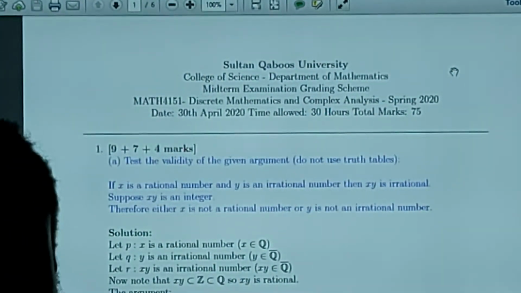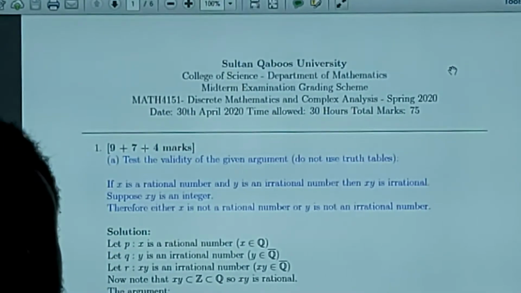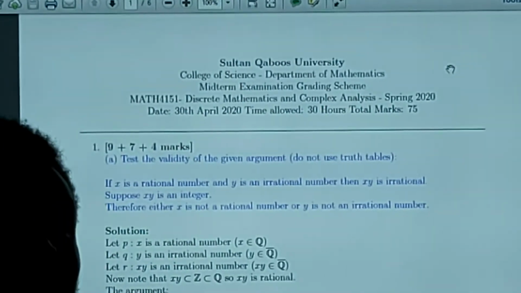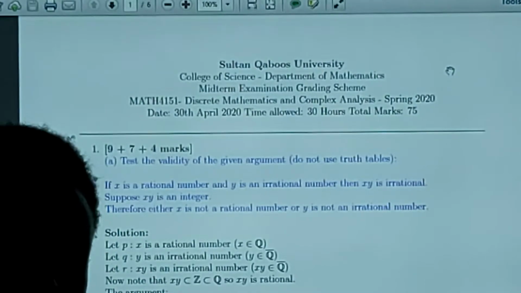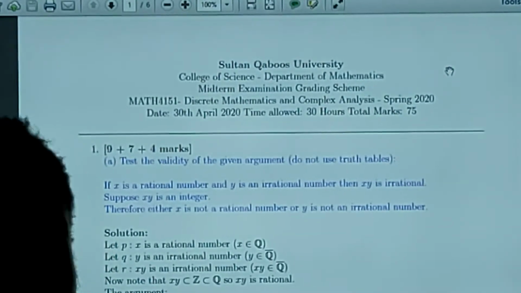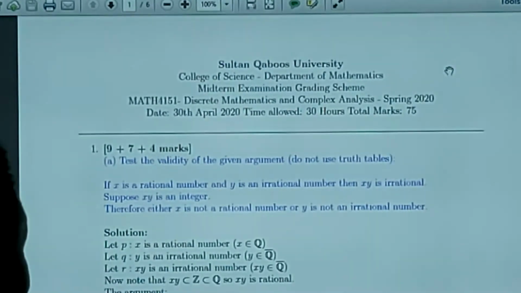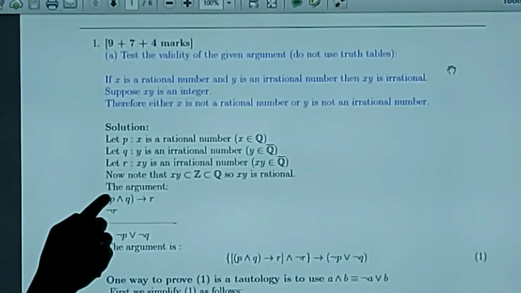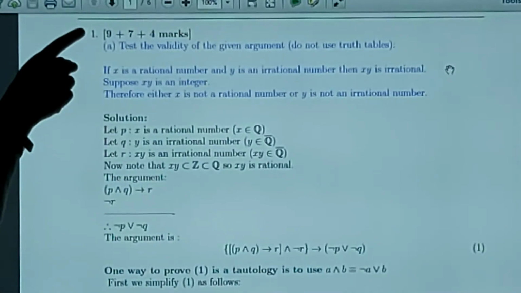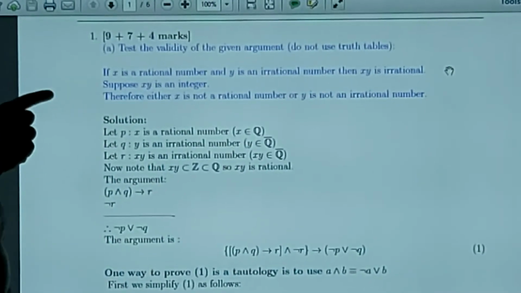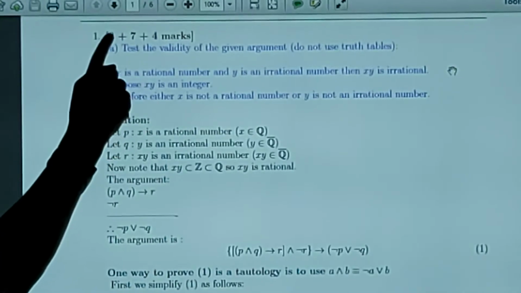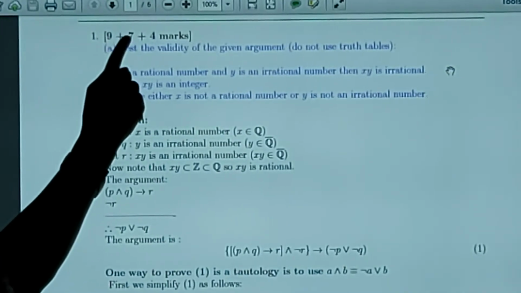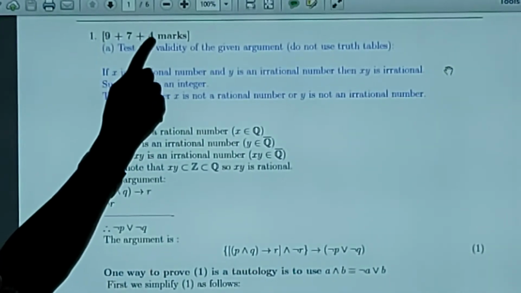The important thing is that I wanted to go through the grading scheme with you just to make sure you understand. We grade what you have written, and it's based on what is supposed to be answered. So this was the midterm you did, and these are the questions. The first question has part A, part B, part C. So A is 9 marks, B is 7 marks, and C is 4 marks.